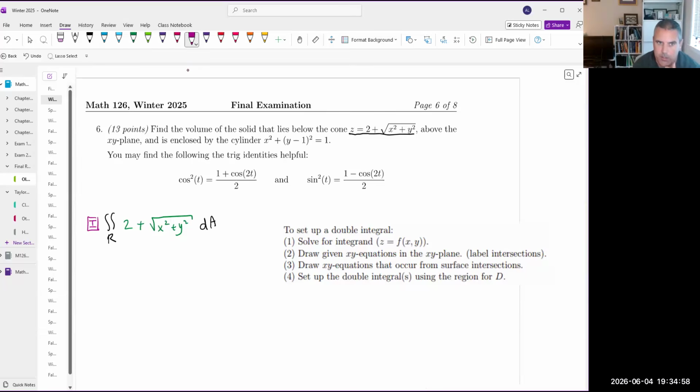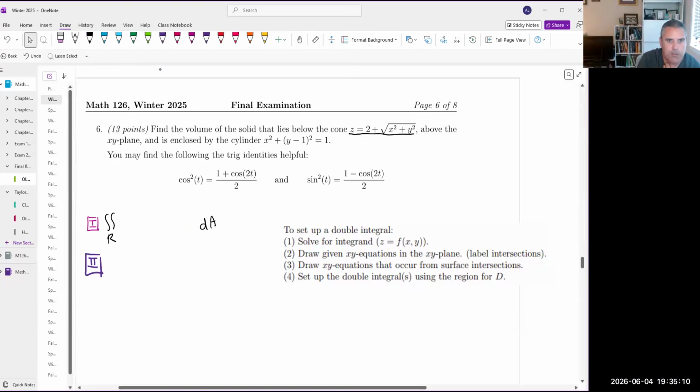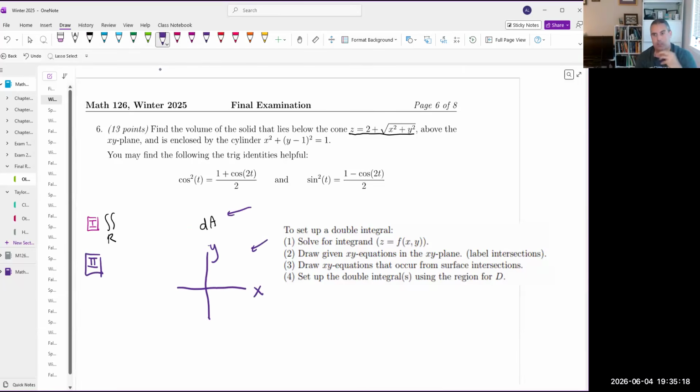The rest of the problem becomes the region. And that's really what these are about. So now we switch gears to the region. If you haven't caught on, any question where you're setting up a double integral, you could basically draw these two things immediately, this and this. And then you're going to fill those in. That's where we always start.